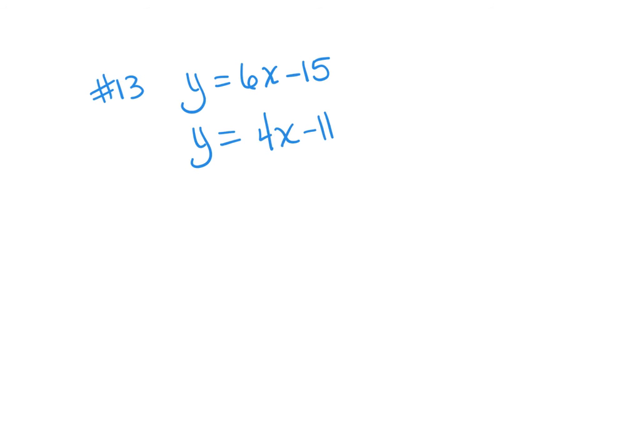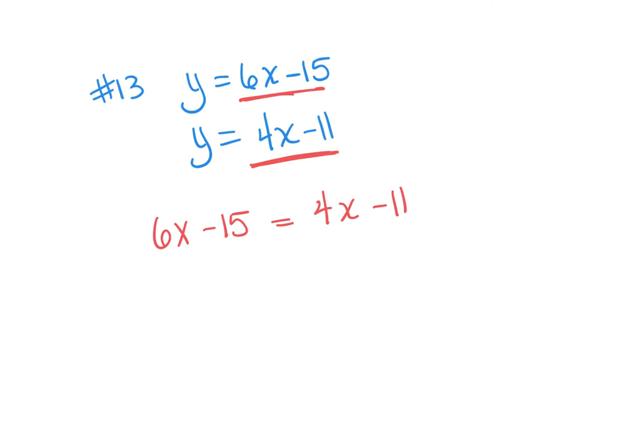So for number 13, you have it kind of already set up for you a little bit. They're both actually by themselves. So we have y equals 6x minus 15, and we have y equals 4x minus 11. Both of the y's are by themselves. When this happens, just set the groups equal to each other. So set the first group, 6x minus 15, equal to the other group, 4x minus 11.